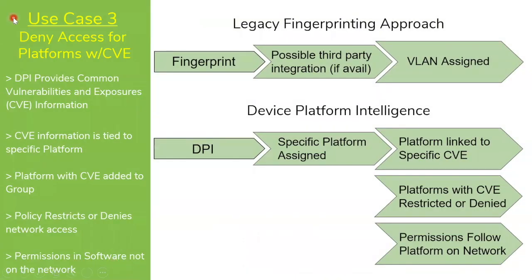And then our final use case here is for vulnerabilities. This is what I consider one of the most powerful features with device platform intelligence and next-gen device fingerprinting: being able to pre-correlate and pre-link devices with vulnerabilities. Again, legacy fingerprinting typically doesn't come with this feature. The third-party integration, if there is one available, there may not be. You may need to have a network access control system and then separately have a vulnerability scanner.